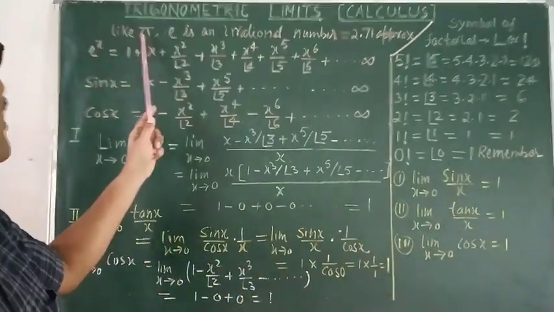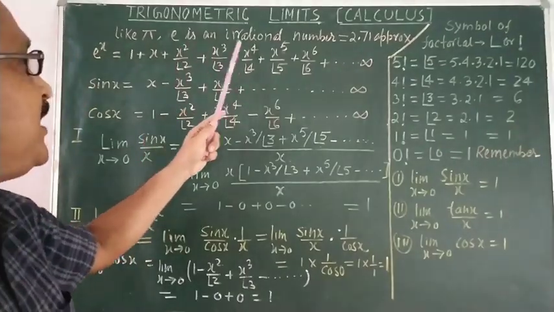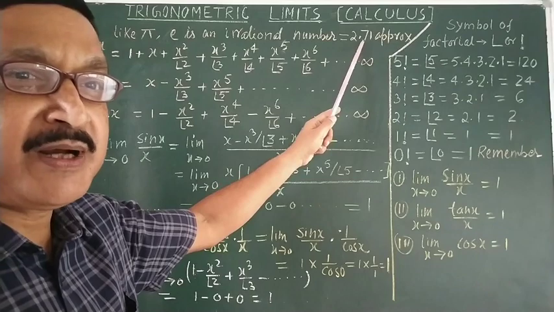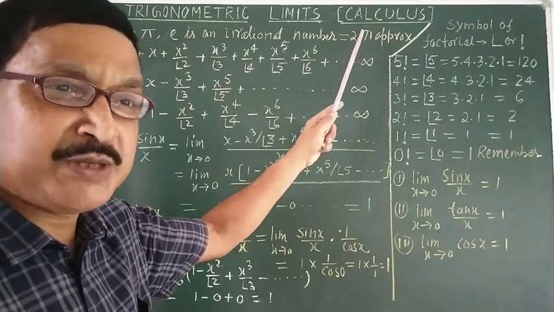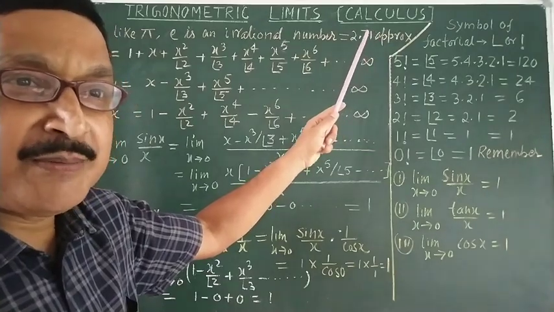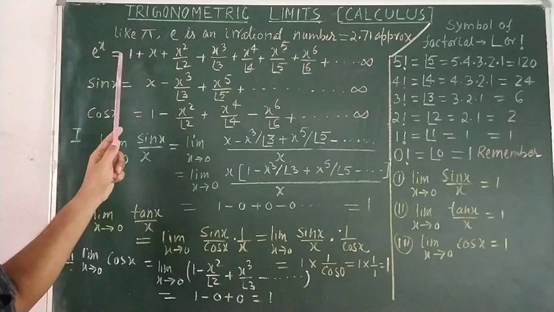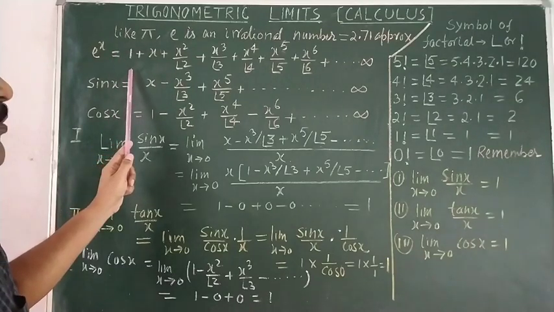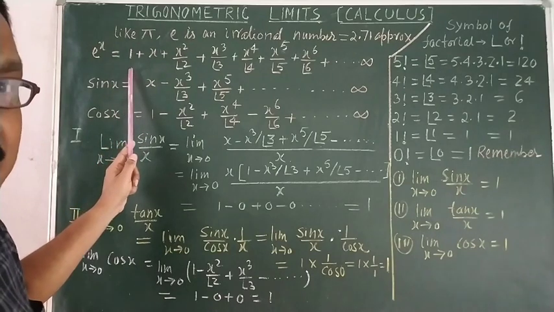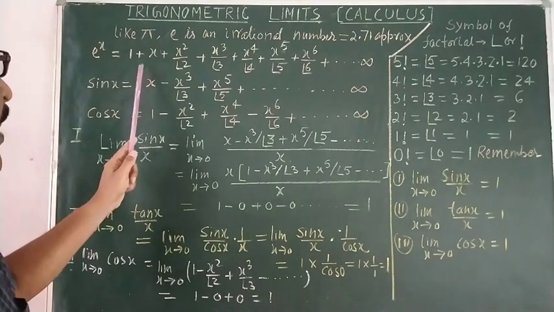So just see. Like pi, e is also an irrational number, and its value is approximately 2.71. I have provided an exclusive video on e. What is e? A video is available on my YouTube channel, so you can see it from there. Now e to the power x. I made a video on e to the power x, explaining what it is, so you can see from there what e is.